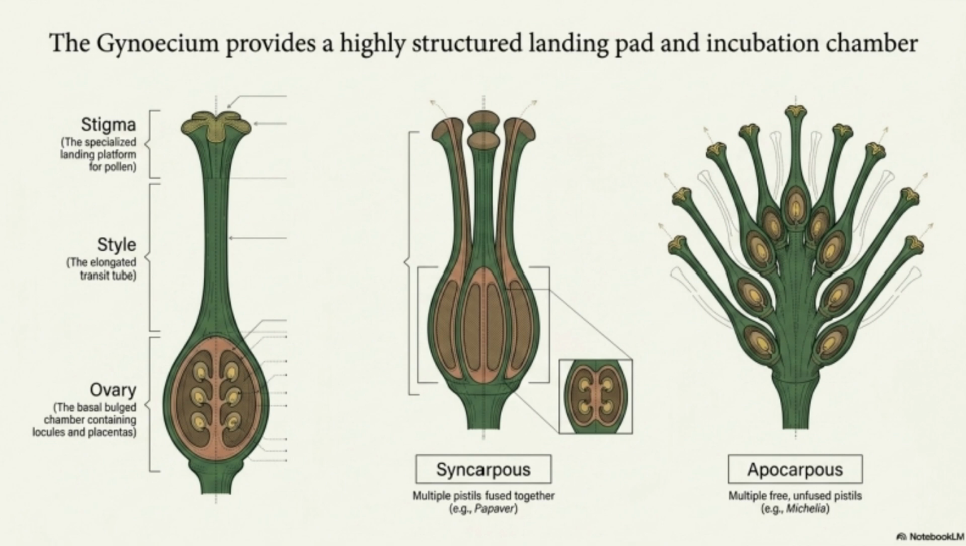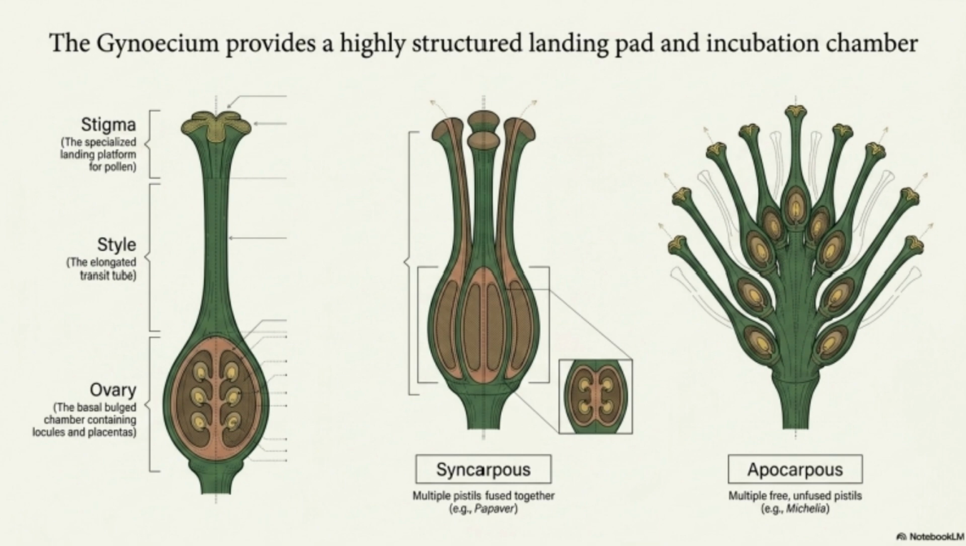Let's shift our focus to the female center, the gynoecium. As we mentioned, it consists of the landing platform or stigma, the elongated transit tube or style, and the basal bulged ovary containing chambers called locules. But plants like to mix things up. If a flower has multiple pistils fused tightly together into a single unit, we call it syncarpous, like you see in Papaver or the poppy plant. If the multiple pistils are completely free and unfused, we call it apocarpous, which is beautifully illustrated in Michelia.